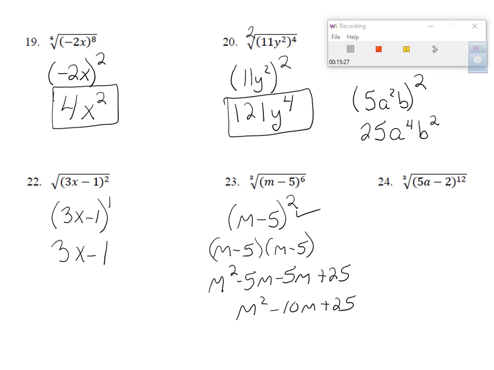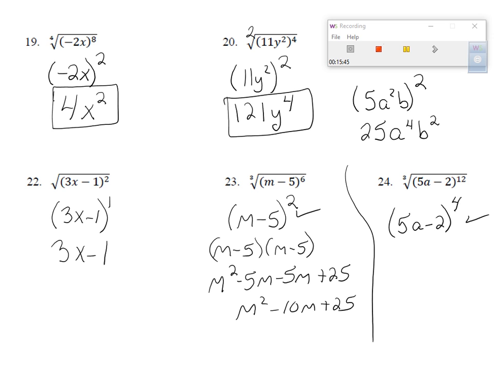Okay. The reason I say that, look at your number 24. Go ahead and write down that quantity of 5a minus 2. 12 divided by 3 is 4. I do not want you to write this out 4 times and multiply it, so that's your answer. That is your answer. Okay, guys?